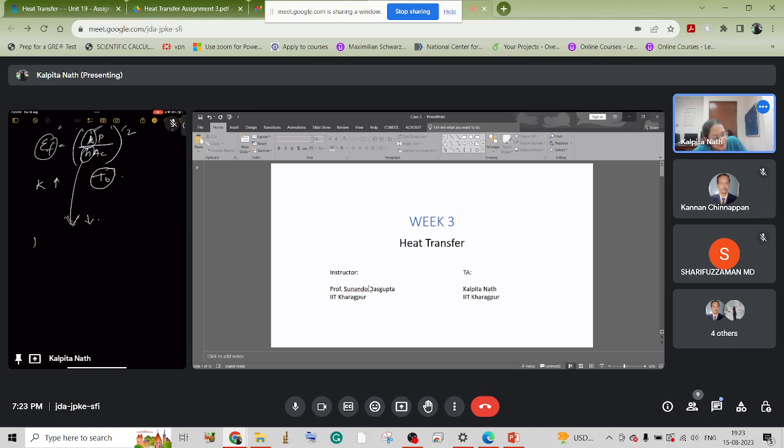And another is P upon A_c. What is P? P is the perimeter and A_c is the cross-sectional area of the fin. So the ratio of the perimeter to cross-sectional area should be large. That means we are going to need a larger number of thin fins attached to the solid surface from where you would like to extract the heat.